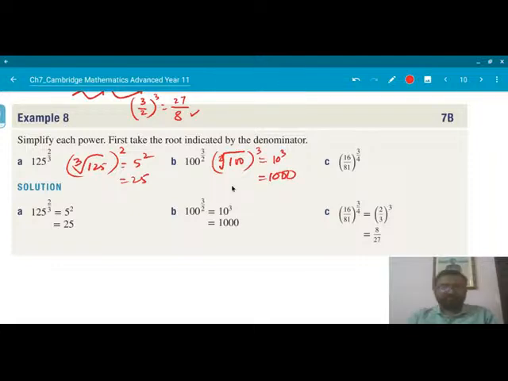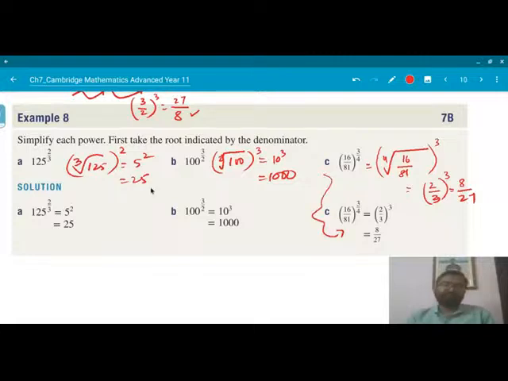Here also, it is the fourth root of 16 by 81, whole power 3. The fourth root of 16 is 2, and the fourth root of 81 is 3, so it is 2 by 3 whole power 3, which is 8 by 27. This is the way you have to understand. Is it clear?